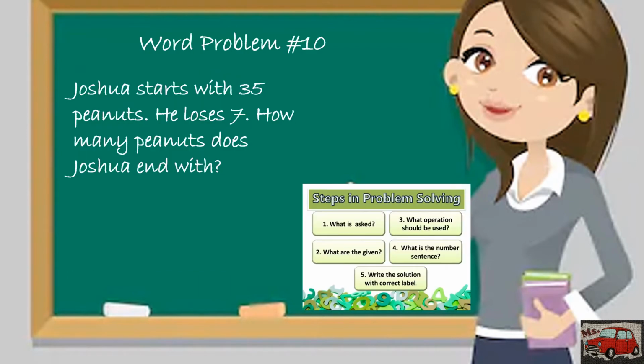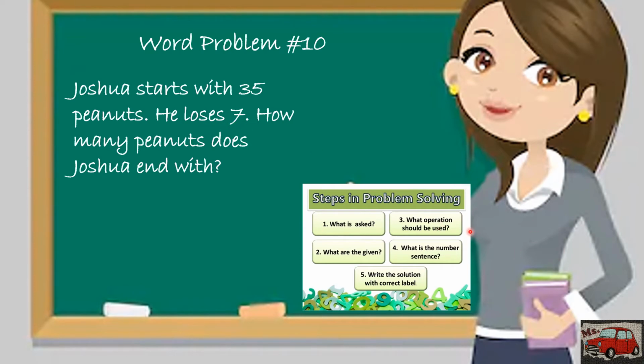Word problem number 10. Joshua starts with 35 peanuts. He loses 7. How many peanuts does Joshua end with? So let's use these steps. First, what is asked? So the question is, how many peanuts does Joshua end with? Or ilan na lang daw yung peanuts ni Joshua? Second, what are the given? So we have 35 peanuts and then 7 na nawala.